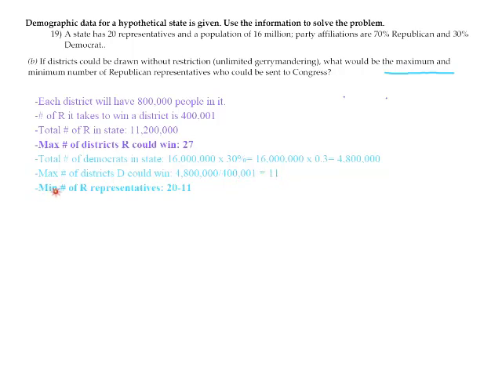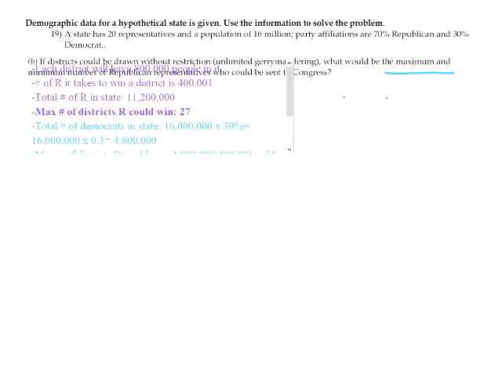And then the minimum number of Republican representatives is going to be the difference of 20 representatives, right? 20 representatives from the original problem, subtracted by the maximum number of districts Democrats could win at 11. So the minimum of 9 Republican representatives are needed to win. And that's how you would go about solving 19b.